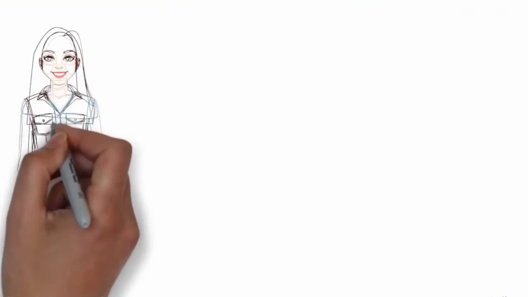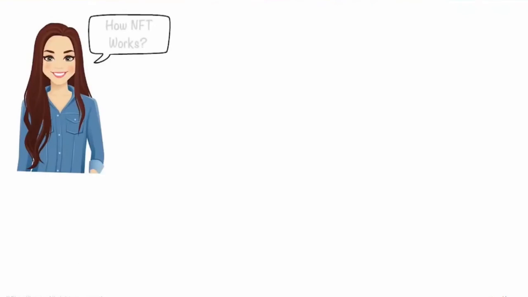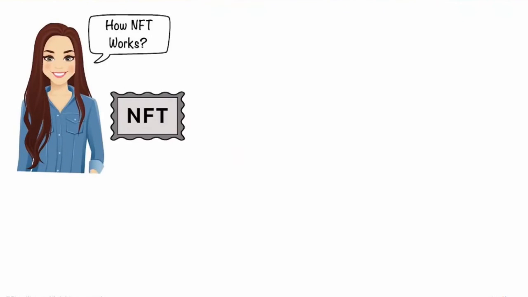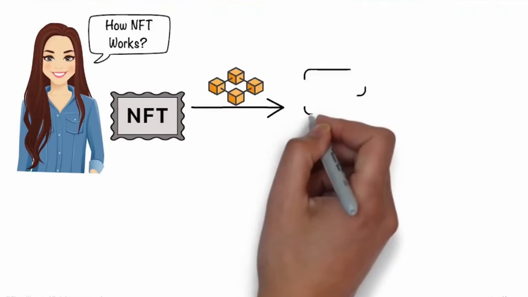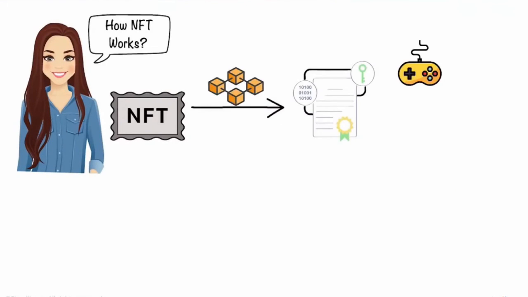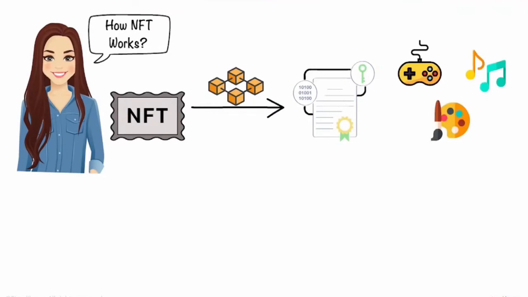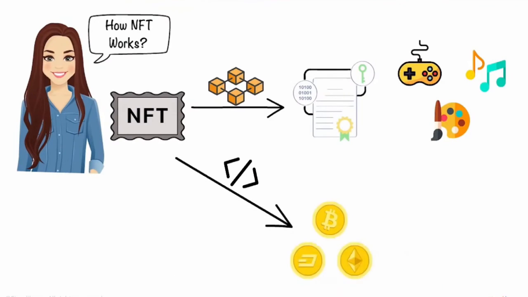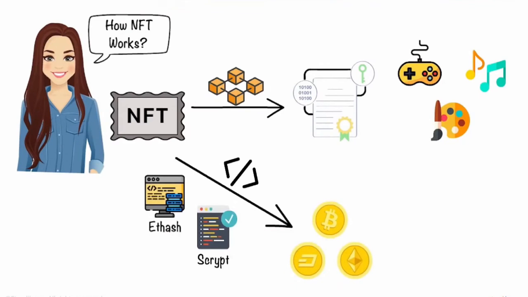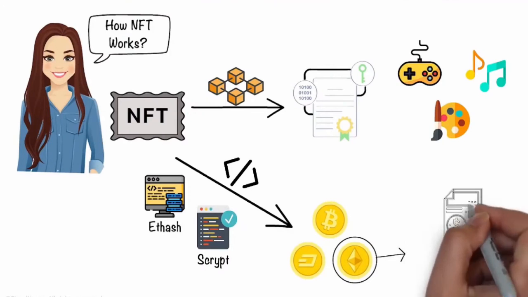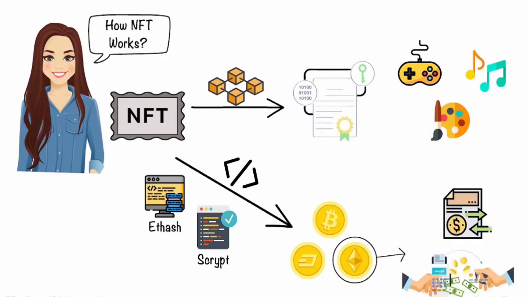After learning what NFT is, Susan was curious to know how exactly NFT works. NFT basically creates a blockchain-based digital certificate for your digital collectibles, including games, music, art, and many more. This certificate gives your artwork a unique identity. The underlying technology and the programming language used by NFTs are the same as other cryptocurrencies, such as blockchain and the programming language Ethash or Script. NFT majorly exists on Ethereum blockchain, a distributed public ledger that records all the transactions.